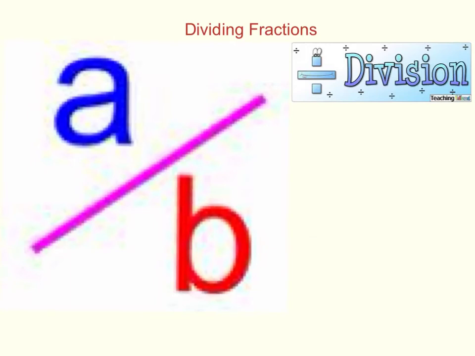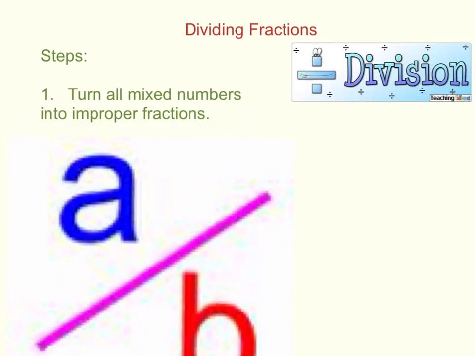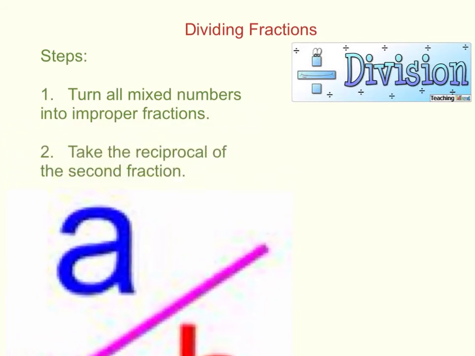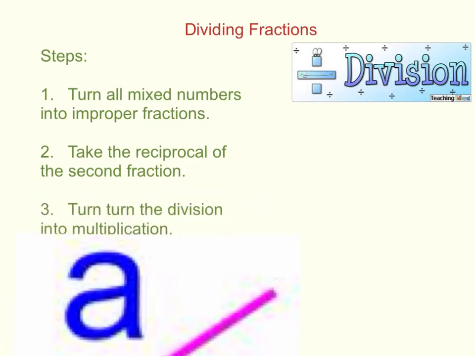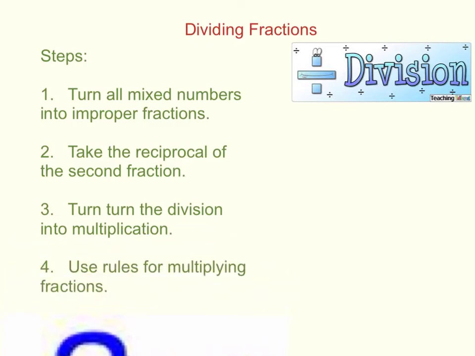Remember, every fraction is also a rational number. So let's look at the steps for dividing fractions. Step 1 is to turn all of the mixed numbers into improper fractions. Step 2 is to take the reciprocal of the second fraction. The reciprocal is when you flip the fraction, so the reciprocal of 2/3 would be 3/2. The third step is to turn the division into multiplication. And our fourth and final step is to use the rules for multiplying fractions, which we learned back in section 1.7. Please take a moment to pause this video and write down the steps for dividing fractions.